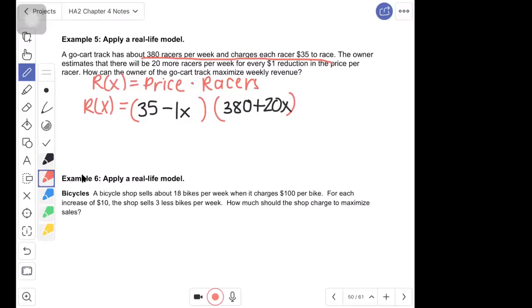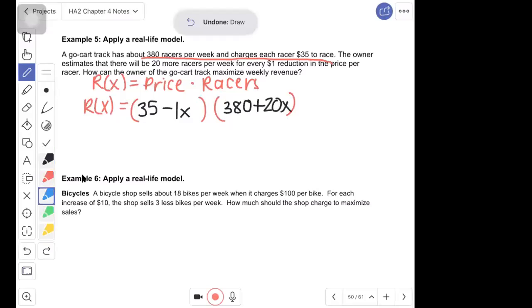So this is the starting amount. That's standard. We're not doing anything to that. That's what they already are charging and how many racers they're already getting. But it can change by this other part that we're adding to both the price and the racers. It's going to determine both. Okay, that makes more sense. Thank you. You're welcome. And when we look at the next example too, hopefully it all comes together.